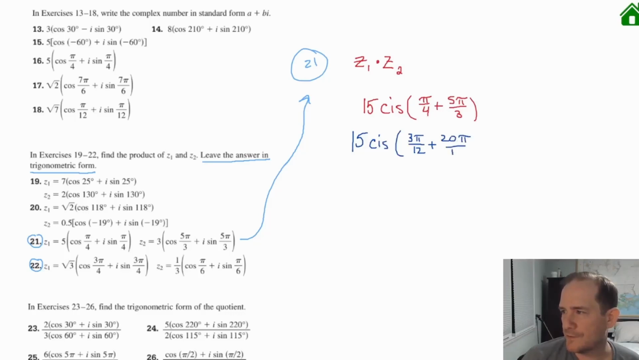And to do that math, you need a common denominator. So multiplying by 3 over 3 gives 3 pi over 12, and 4 over 4 gives 20 pi over 12, which if you add gives 23 pi over 12.